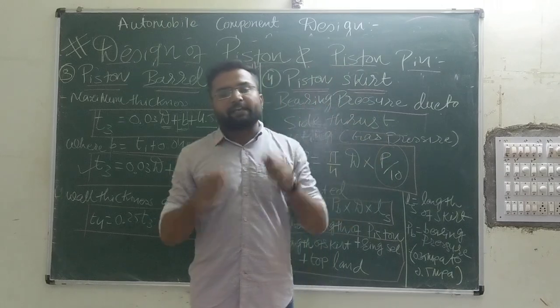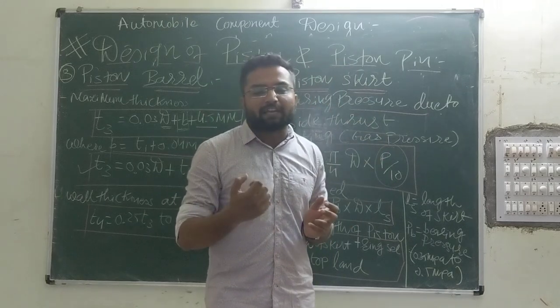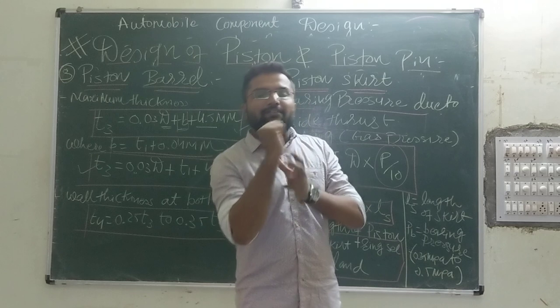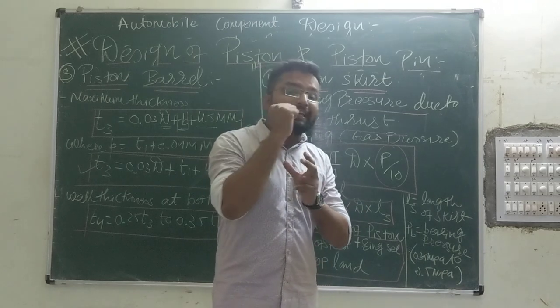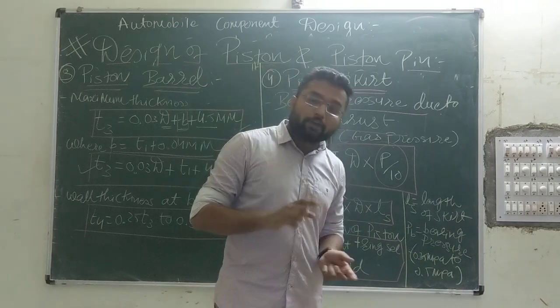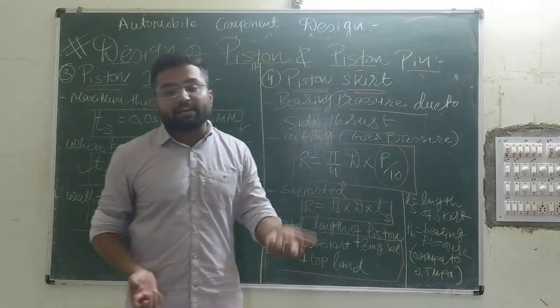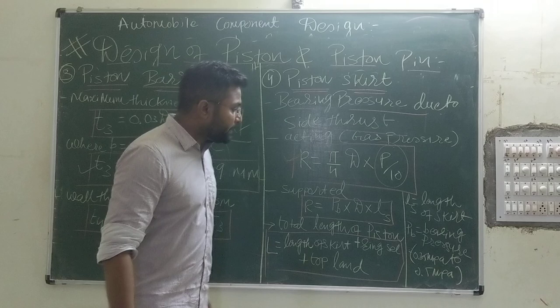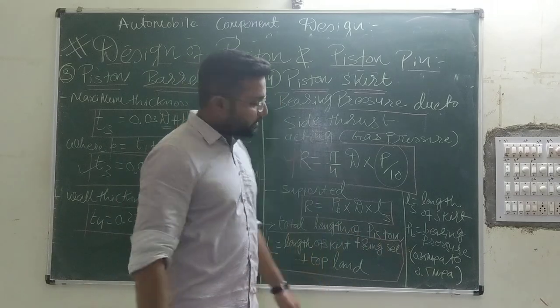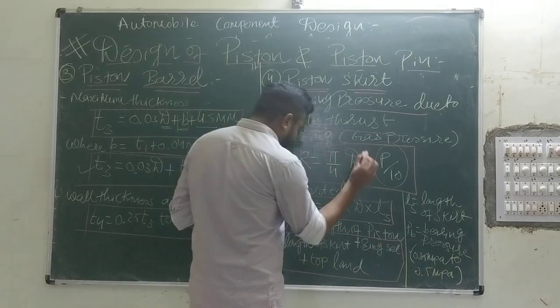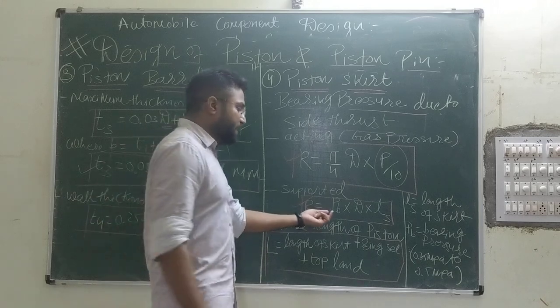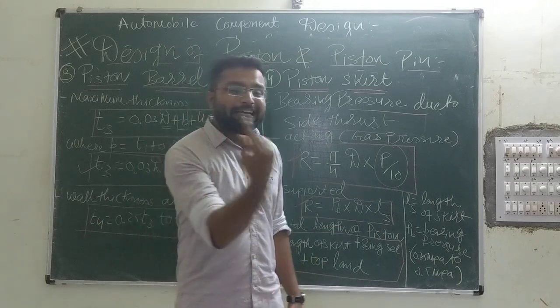So this is created by the gas pressure. How will this create? It will create a side thrust, and due to this side thrust, bearing stress will generate in our skirt. Clear? So what is the reaction or supporting force? The supporting force is bearing stress into projected area.